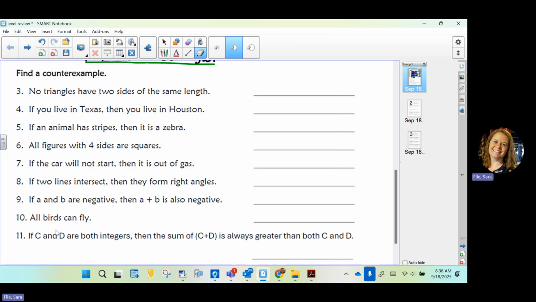Remember, counter examples, they counter an argument. They counter a statement. If you're countering something, you're proving it wrong. You're saying that's not true. Okay, so a counter example is an example that proves the statement false. It proves it wrong. Okay, so the statement says no triangle has two sides of the same length. So you can either write words or you could draw a picture of a triangle that does have two sides the same length, because we're trying to prove this false. So prove it wrong is what we're doing.